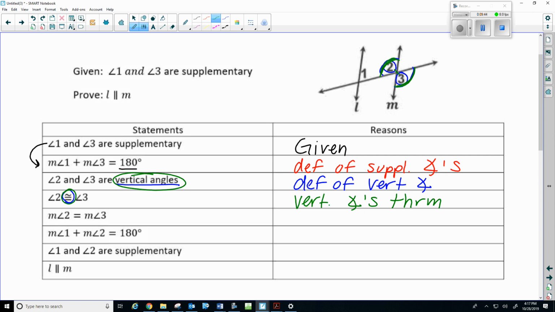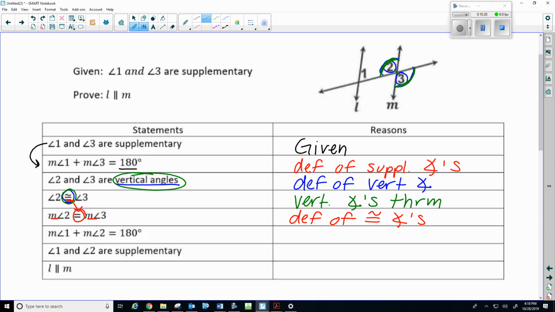Next, we're going to move down to the measurement of angle 2 is equal to the measurement of angle 3. This is going way back to when we first started doing proofs. If two angles are congruent, then their measurements are the same. I will repeat, if two angles are congruent, then their measurements are equal. This is your simple, plain definition of congruent angles. We go back to that. If two angles are congruent, then their measurements are the same. Okay?